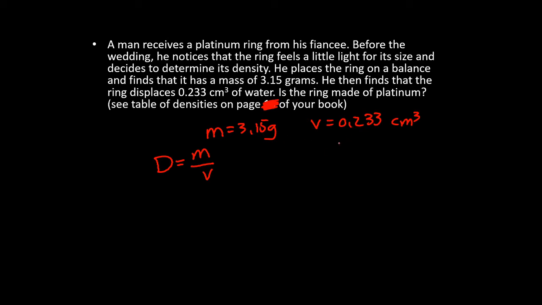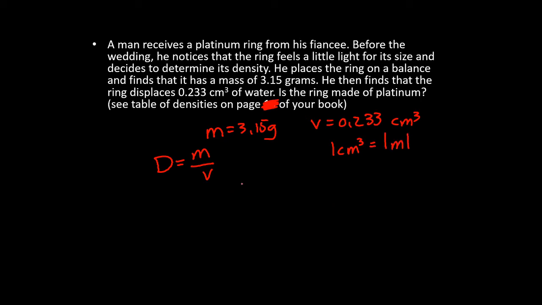The one thing that might have been a little bit tricky here is if you didn't realize what was measured here was the volume. When it says that he finds that the ring displaces 0.233 cubic centimeters of water, it might not be immediately obvious that that is talking about the volume. But if you remember when we discussed derived units, we said that volumes are always distances cubed. So this is actually the same as milliliters. 1 centimeter cubed is the same as 1 milliliter.